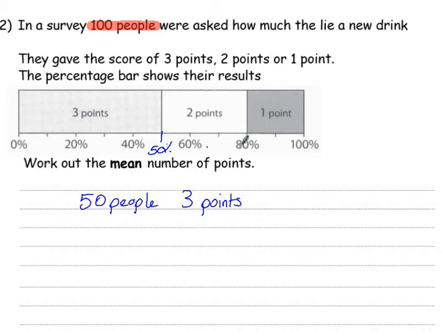And then from 50% to 80%, that's 30%, which again, 30% of 100 is going to be 30. So you can say that 30 people gave it 2 points. And then from 80% to 100% is 20%, and 20% of 100 is 20. So 20 people gave it 1 point.